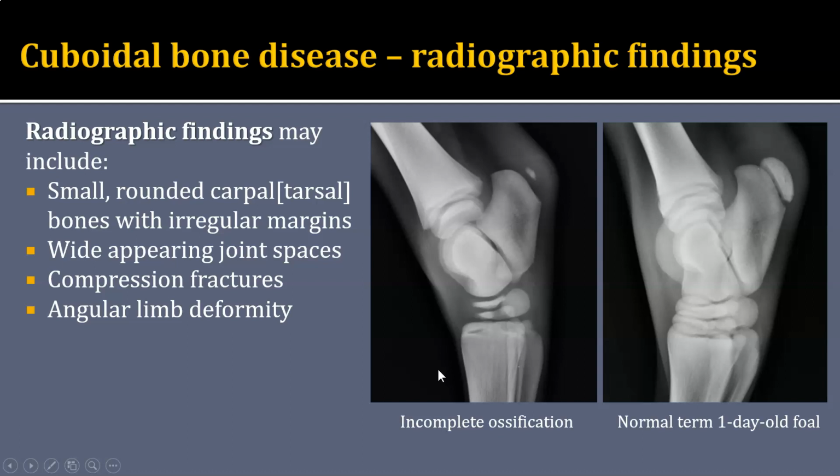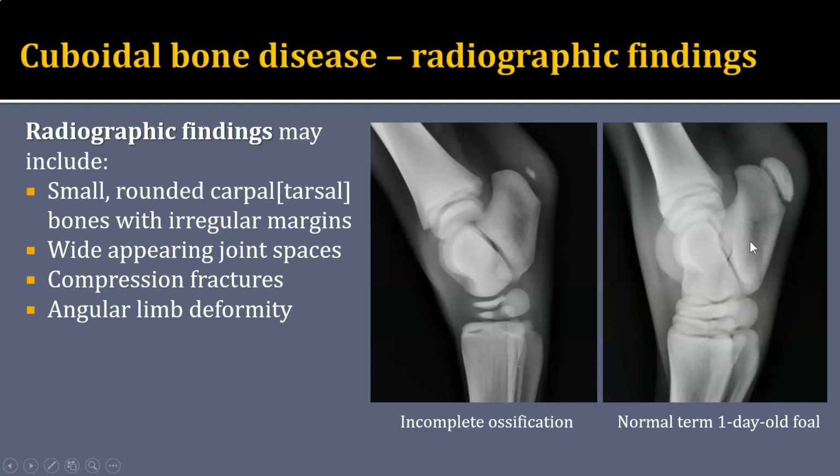Here is an example of a tarsus, in the middle of the slide, of a patient that has this incomplete ossification, compared to a patient on the right side of the slide that is our normal term 1-day-old foal. The lateral view is going to be the best view to identify the abnormalities in the tarsus, and the dorsopalmar view, as we saw in the prior slide, is going to be the best view to identify the abnormalities in the carpus. So draw your attention first to our normal term 1-day-old foal.